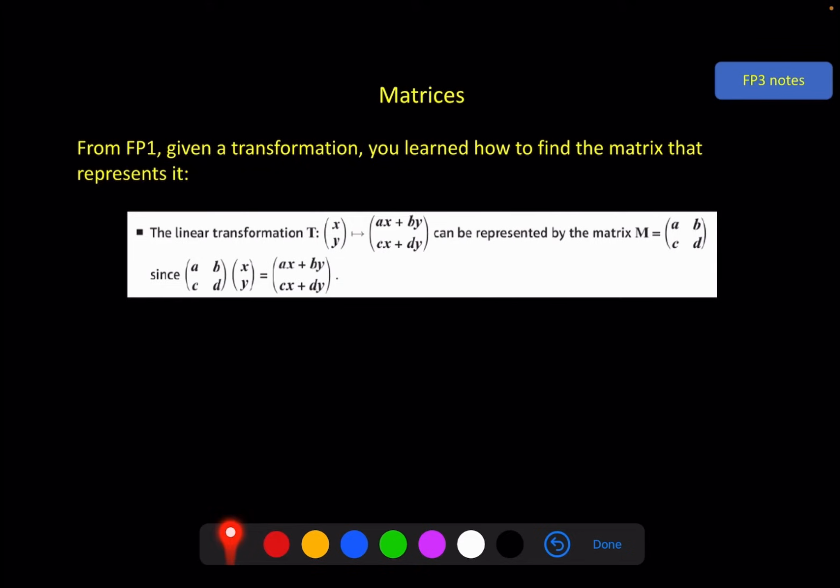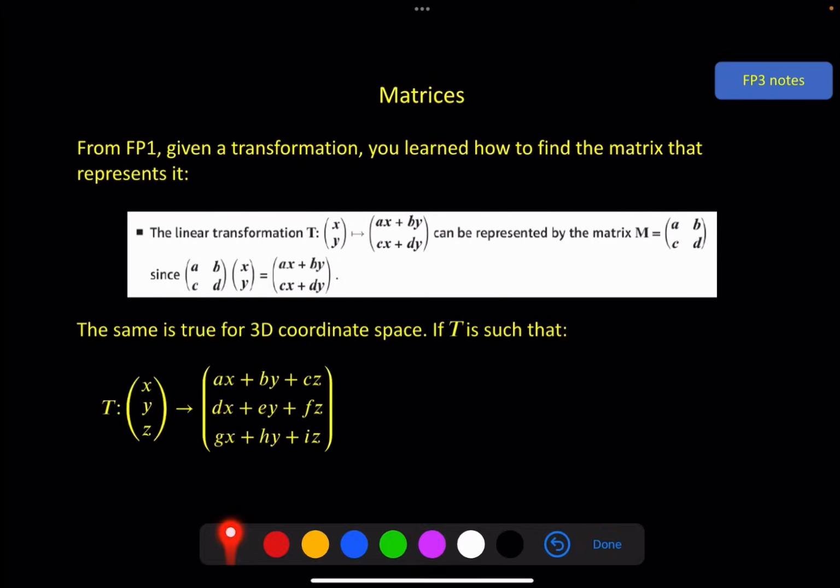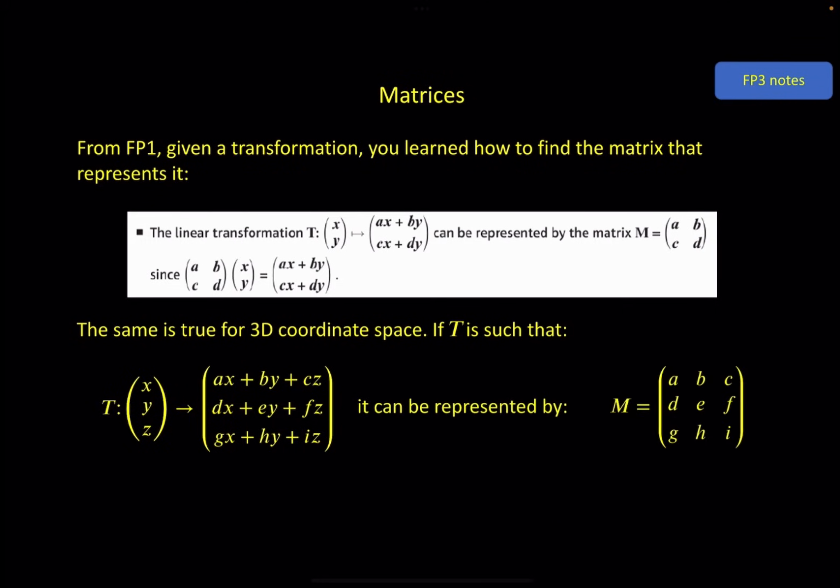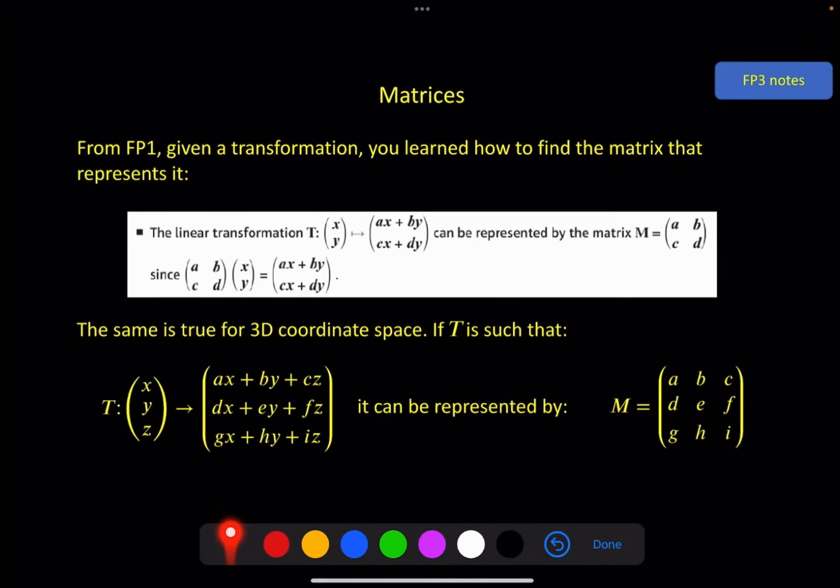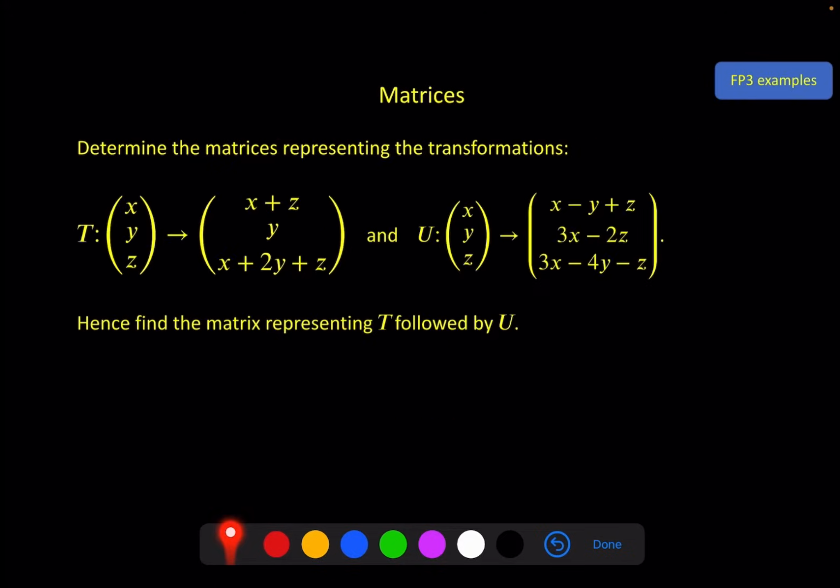And we can do the same thing in 3 dimensions. So if you have a transformation and you've got the vector effect of what happens to that xyz vector after the transformation, you can use the coefficients to create your 3x3 matrix that had that transformative effect. Simple example then, determine the matrices representing these transformations.